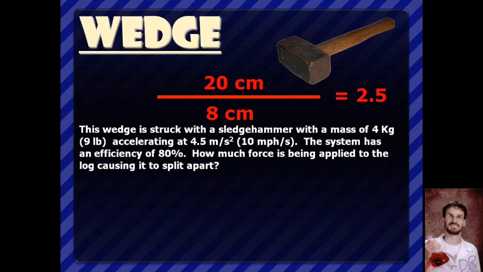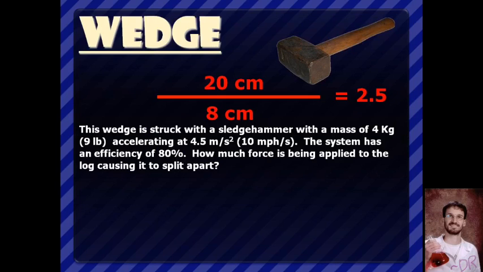So let's put all of this together. We're going to backtrack. We're going to bring in things like speed and velocity and acceleration and efficiency, which we learned about in a recent note video. So let's say that this wedge that has a mechanical advantage of 2.5, which means it's going to multiply our force 2.5 times, is hit with a sledgehammer. The sledgehammer has a mass of 4 kilograms, roughly a 9-pound sledge, and we can swing it with an acceleration of 4.5 meters per second squared, which would be the equivalent of 10 miles per hour every second.